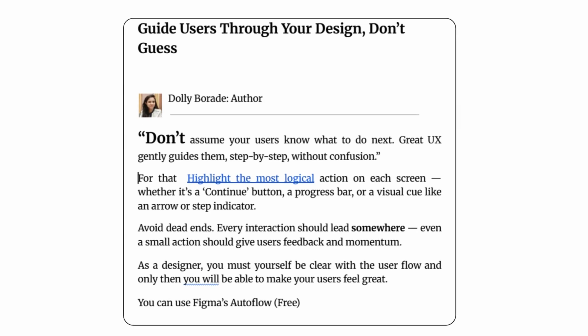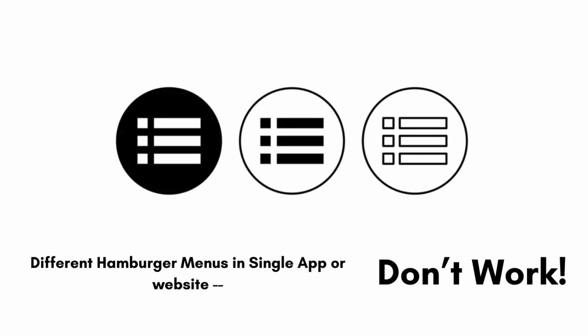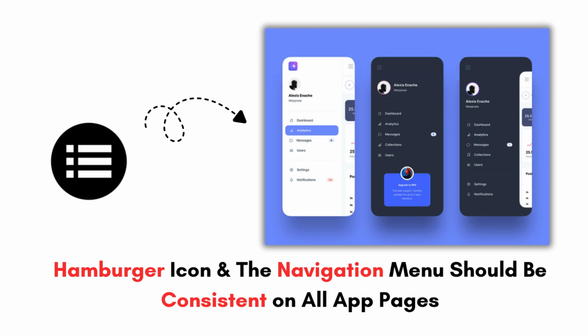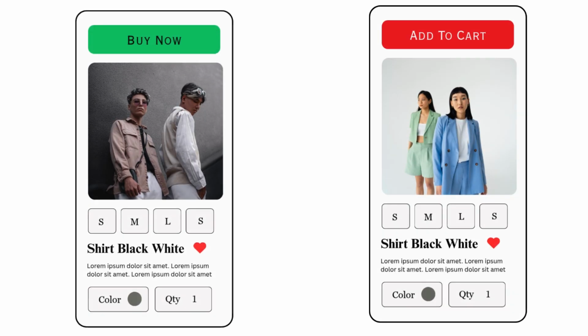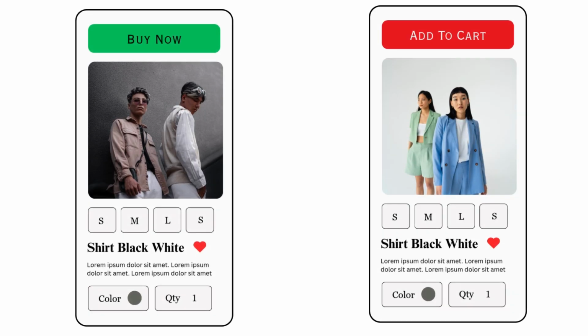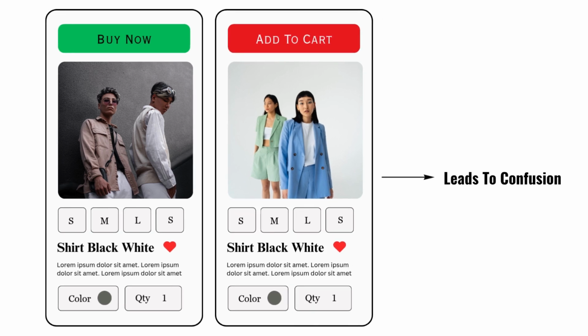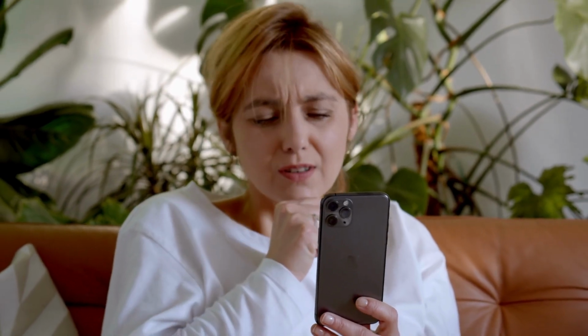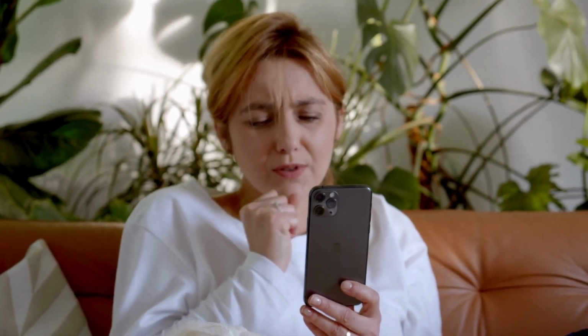Stick to familiar patterns. For example, a blue underlined link should always look like a link. A hamburger menu should look the same on every page. These small cues reduce the user's learning curve and build confidence. Here's a quick example. If your buy now button is green on one screen and red on another, that's not creativity, that's confusion. Users start wondering if those buttons do the same thing or they do something else. This hesitation can kill conversions.